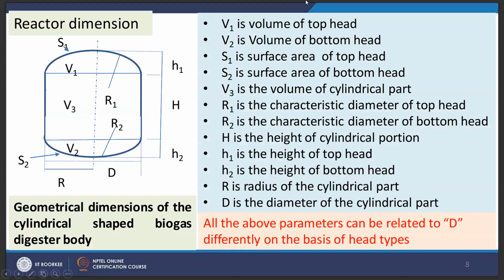So V1 is the volume of the top head, V2 is the volume of the bottom head, S1 is the surface area of the top head, and S2 is the surface area of the bottom head. And V3 is the volume of the cylindrical part, R1 is the characteristic diameter of the top head, R2 is the characteristic diameter of the bottom head, H is the height of the cylindrical portion, H1 is the height of the top head, H2 is the height of the bottom head, R is the radius of the cylindrical part, and D is the diameter of the cylindrical part. And all these parameters can be related to D, that is the diameter of the cylindrical part.